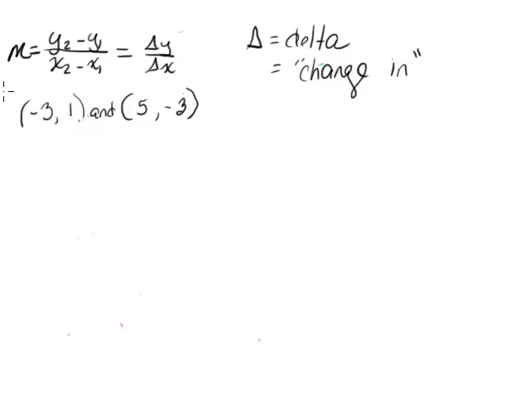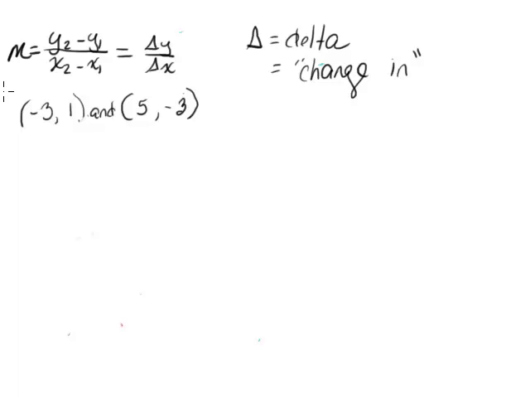Okay, so now let's look at how to calculate the slope of a line, or the slope between 2 points of a line, but using the algebraic expression. Here we have m equals y sub 2 minus y sub 1 over x sub 2 minus x sub 1. This equals delta y over delta x, with delta meaning change in. So this says the change in y over the change in x.